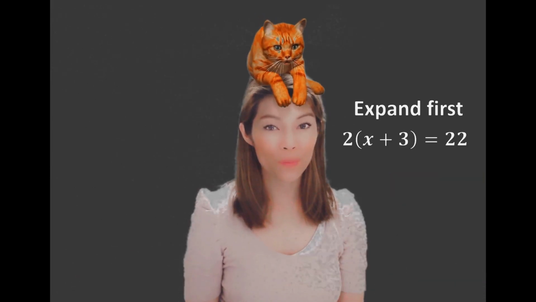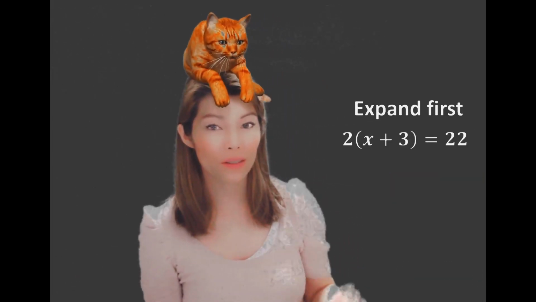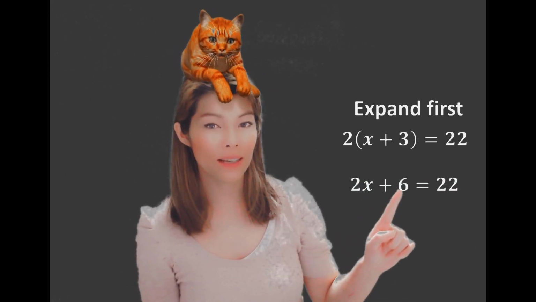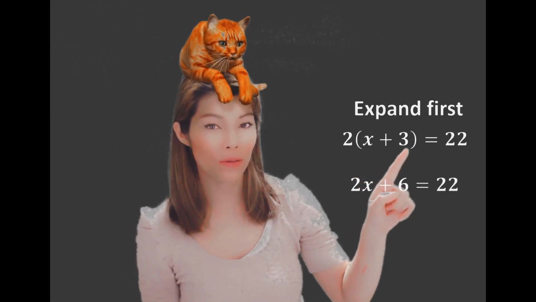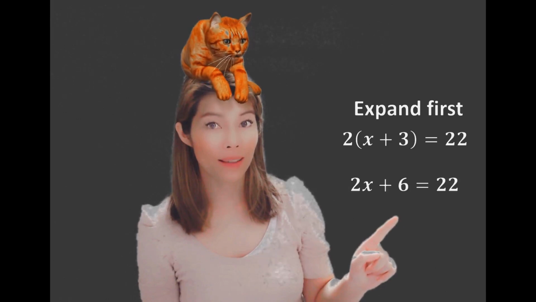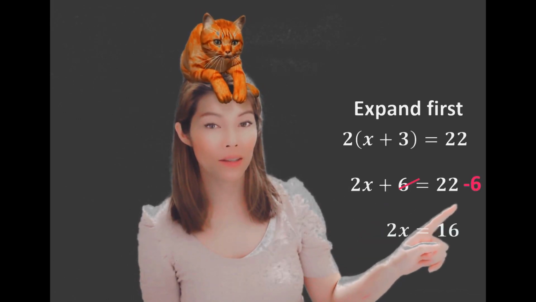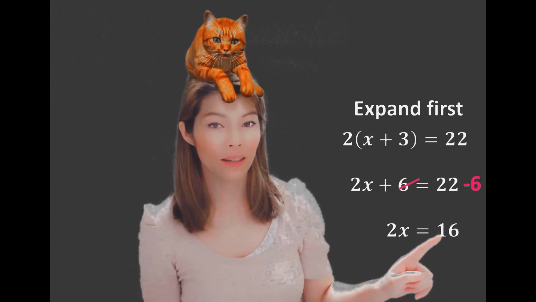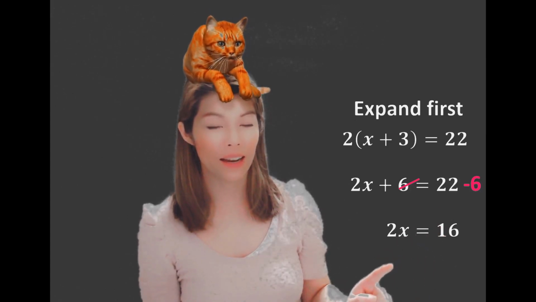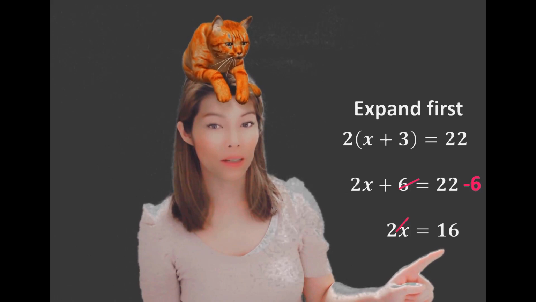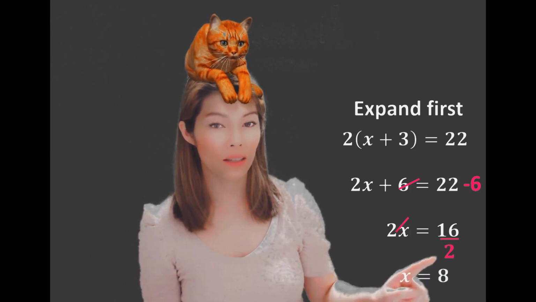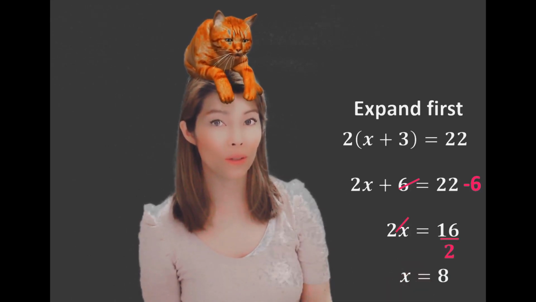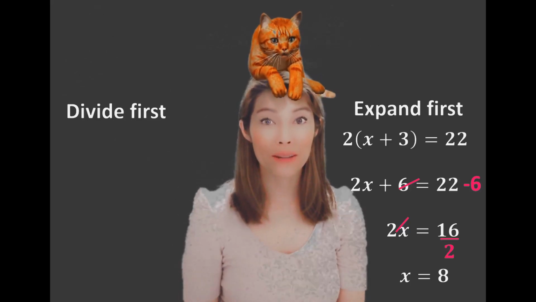Let's do one more. Here we will expand first. So the 2x plus 6, because it's 2 times x and 2 times 3. And now we get rid of the plus 6 by minusing 6 on the other side. We have 2x, 22 minus 6 is 16. And now getting rid of the 2, by dividing by 2, we get x equals 16 divided by 2 is 8.